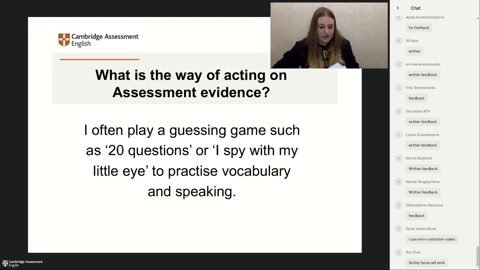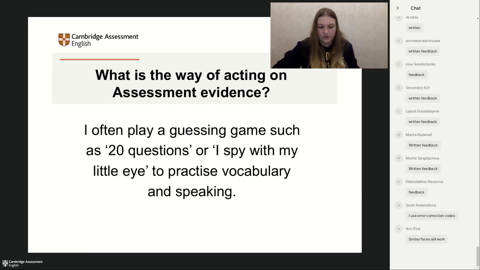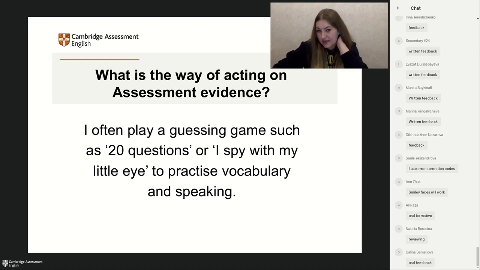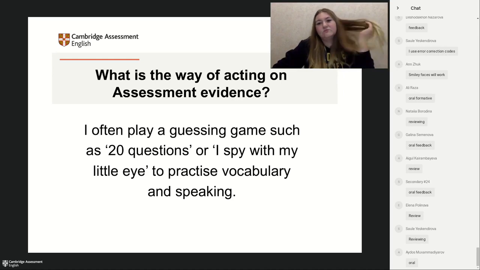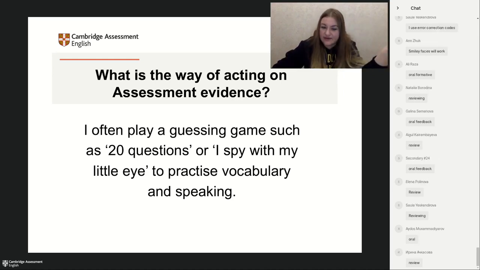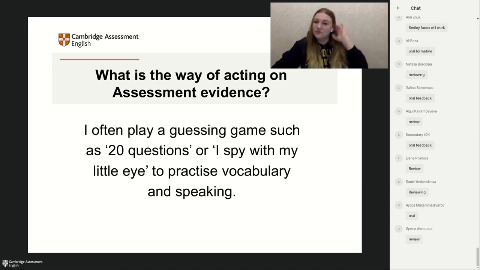So I will remind you. We had task type, classroom management, teaching materials, oral feedback, written feedback, or reviewing area. Oral formative feedback: I often play guessing games such as 20 questions to practice vocabulary and speaking. It's reviewing. It's not about feedback at all. So you do not give any feedback. You let your students review the material.